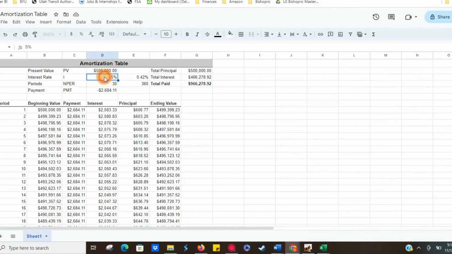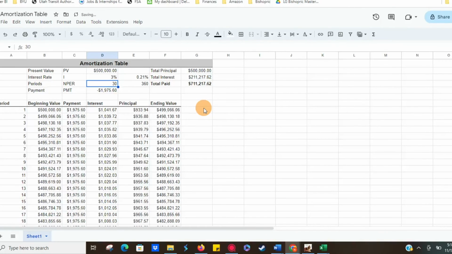What we can do if we want to play around with this a little bit, let's say our interest rate was 2% or 2.5%, which we've never seen that low, but we'll go ahead and enter. You can see your interest payment went from $466,000 down to $211,000. So your total paid is going from almost $1 million down to $711,000. So that interest has such a huge impact on what you're actually paying.